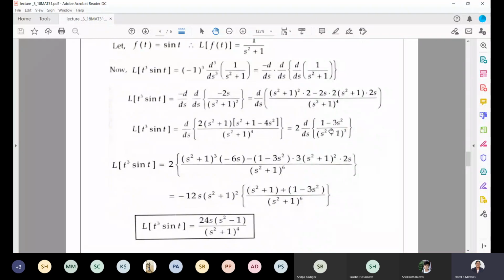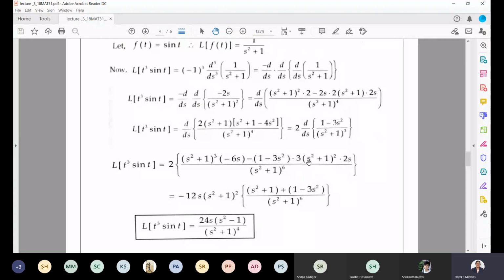What do we get when we use u by v rule? It is s square plus 1 power 3 square. So power 3 square will be 6. Then denominator, that is s square plus 1 whole cube into differentiation of numerator. Differentiation of 1 minus 3s square is minus 6s. Minus numerator 1 minus 3s square into differentiation of denominator, that is differentiation of s square plus 1 whole cube.